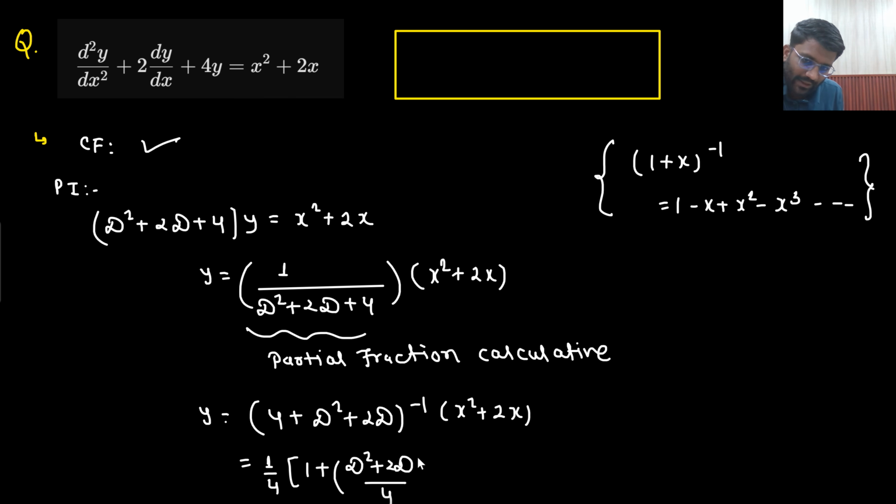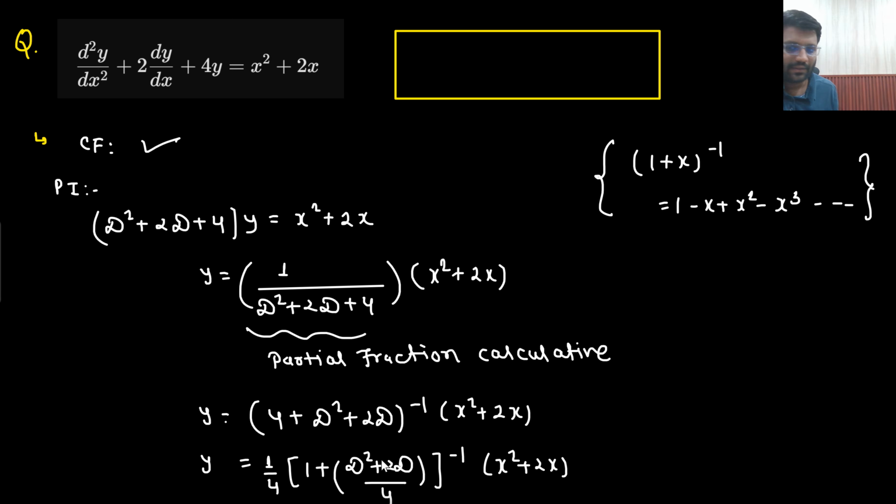So this will become your x now. This will be your x. 1 plus x to the power minus 1. So d square plus 2d by 4 will become your x. Right? x square plus 2x. This is the value of your y. So what is the value of y you are getting? y will be equal to 1 by 4 outside.